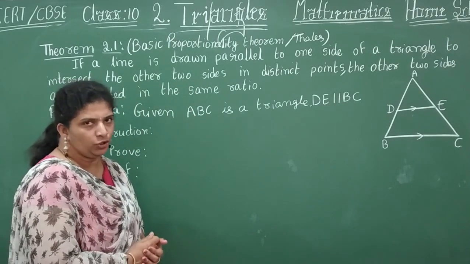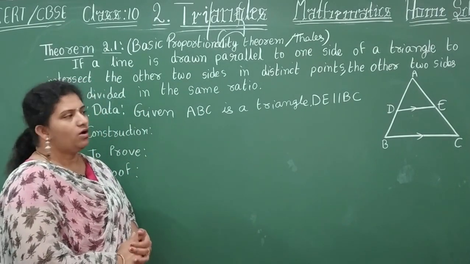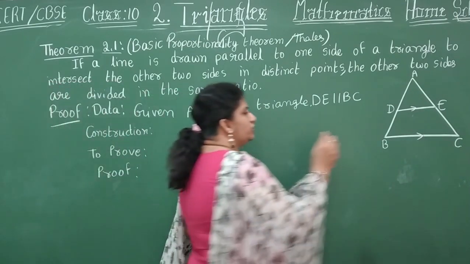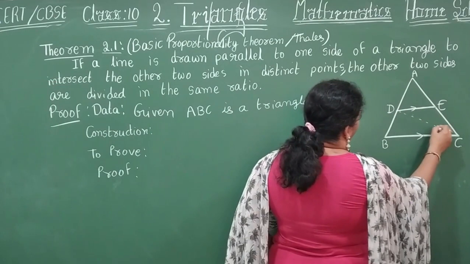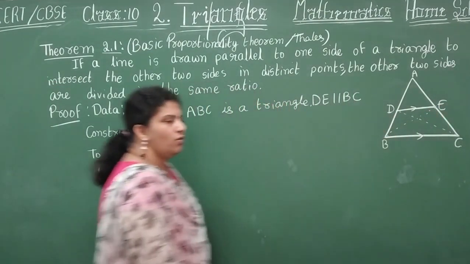Is anything else given? No. So let's do the construction here. What construction are we going to do? Look over here. Join. In order to prove those ratios, I am going to do a small construction here. What is that?